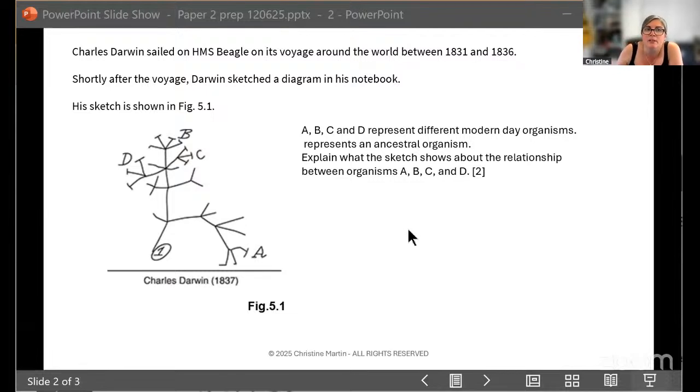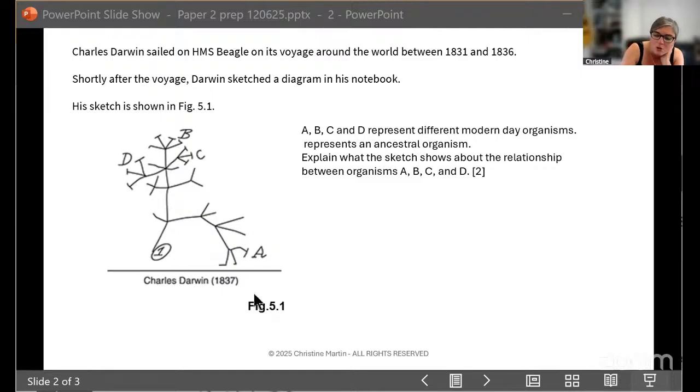So if we're looking at this one, you've been given information about Charles Darwin and a drawing that he sketched in his notebook. And one of the things they've said is A, B, C, and D. We can see we've got A down here, B, C, D. These are all modern day organisms, and they are representing the link that comes from this ancestral organism. This number 1 down here is an ancestral organism, and modern day organisms A, B, C, and D all have a relationship between them because they are all linked by branches.